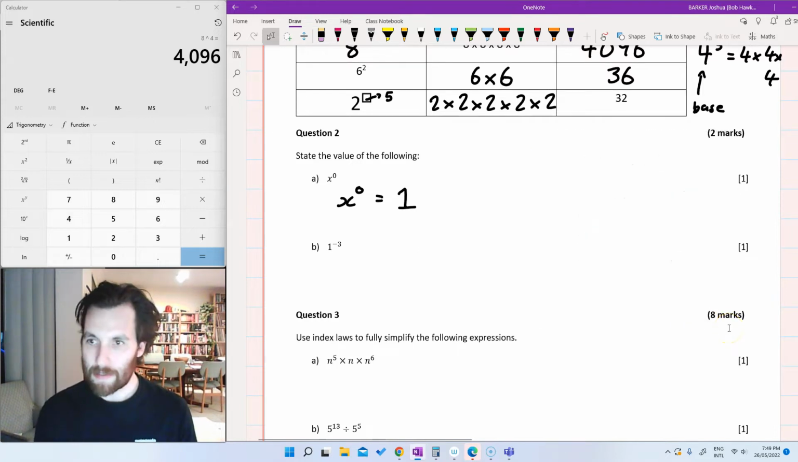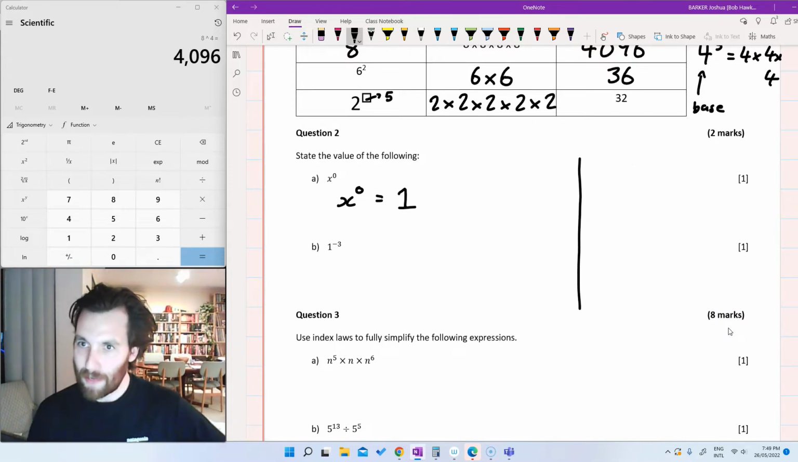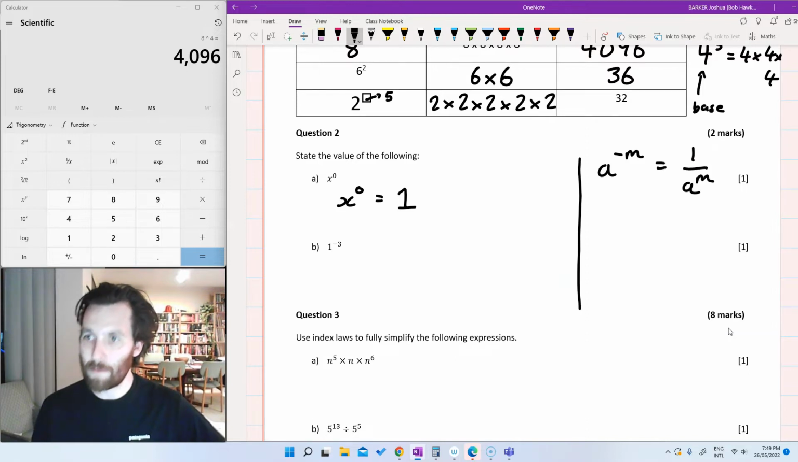Okay, the second question, so 1 to the power negative 3. The thing to understand here is that if you've got any base raised to a negative power, we can rewrite that as 1 over the same base raised to a positive power. So that's another property that's important to know.